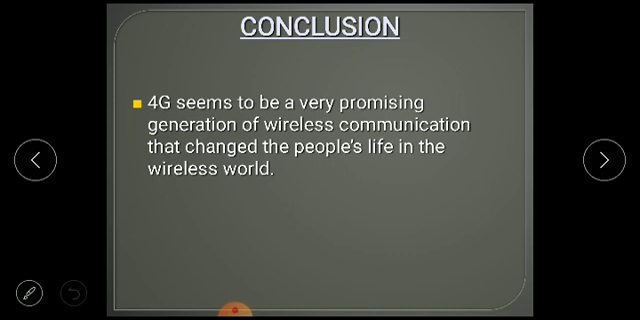So we can say the fourth generation wireless technology has changed people's lives in the wireless world.